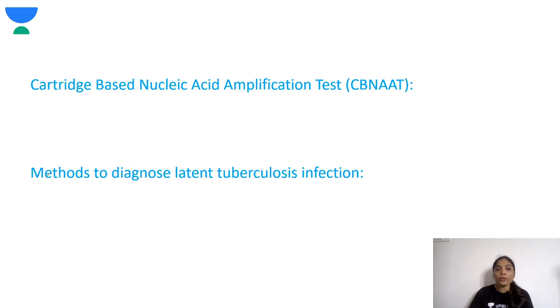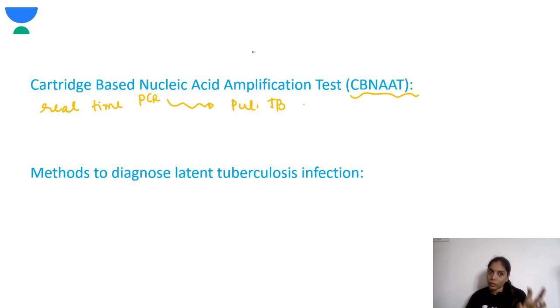So now coming to the cartridge-based nucleic acid amplification test, which is called the CB-NAT. This is a PCR test, a real-time PCR. This is right now used by most physicians and pediatricians for the diagnosis of pulmonary tuberculosis. You get the result in less than 2 hours.